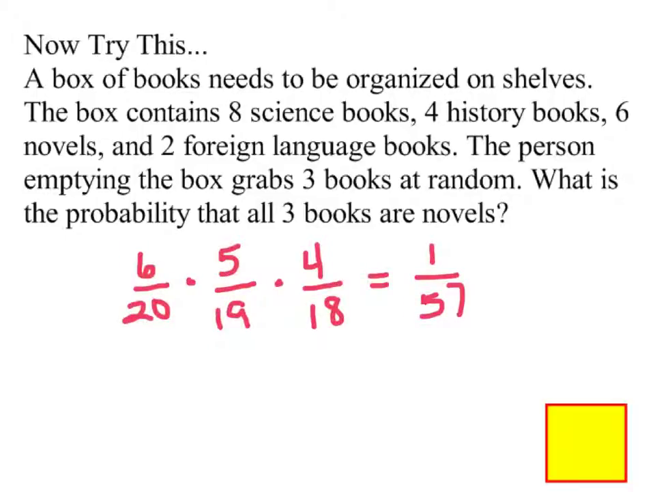What you should have gotten would have looked like this. We had 6 out of 20 for the first event, 5 out of 19 for the second, and then 4 out of 18 for the third. Each time the number of desirable books decreases, 6, 5, 4, and the total number of books decreases, 20, 19, 18. We then find the product, which is 1 out of 57.